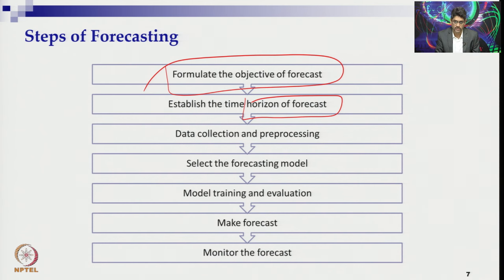So the context you need to understand. Once you understand the context, you have to find the time horizon. Once you know all these parts, then data collection and pre-processing are very important. You need to understand the different components of time series, and the causal relationship in regression, between the independent variable and dependent variable, effectively.